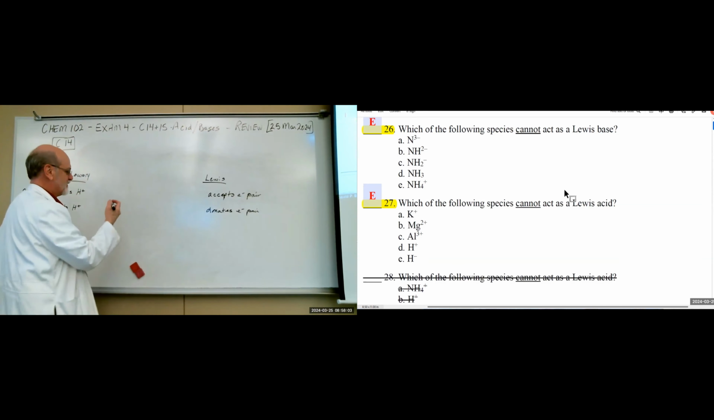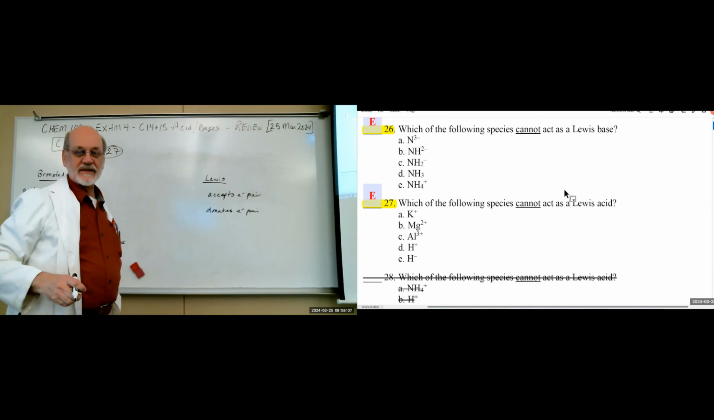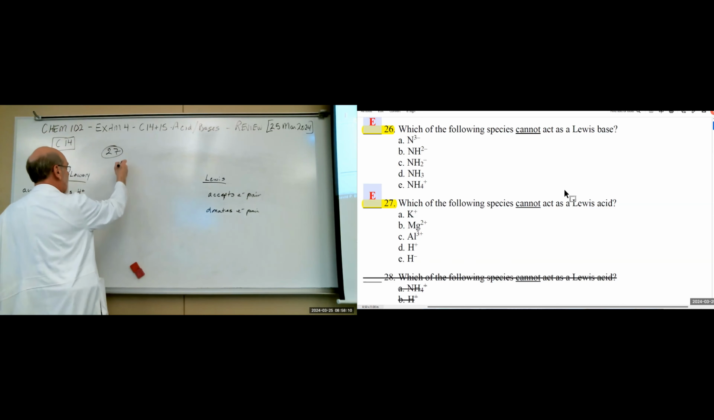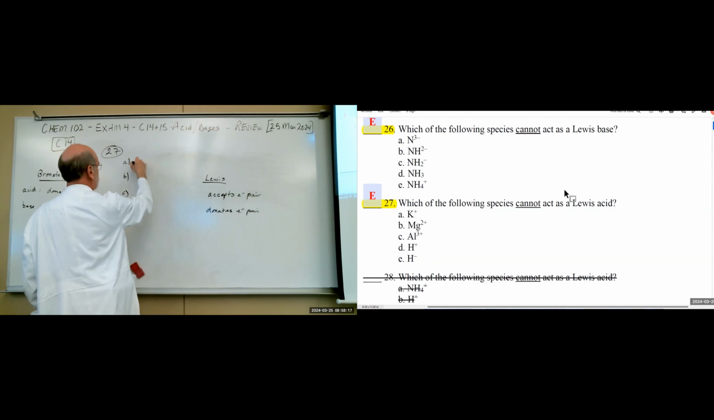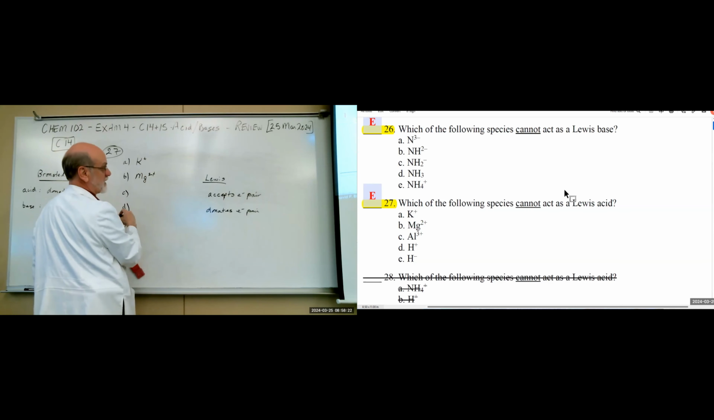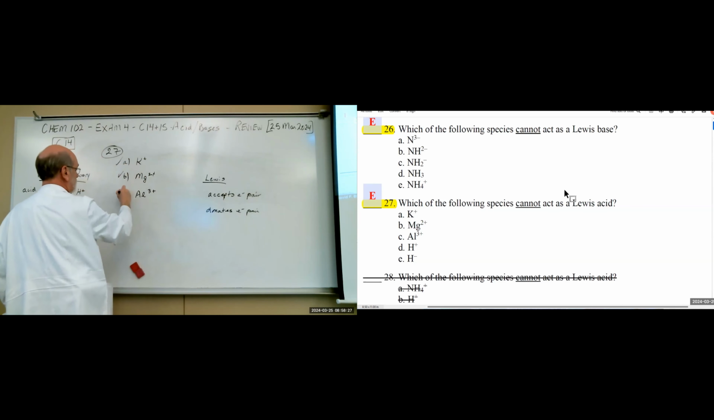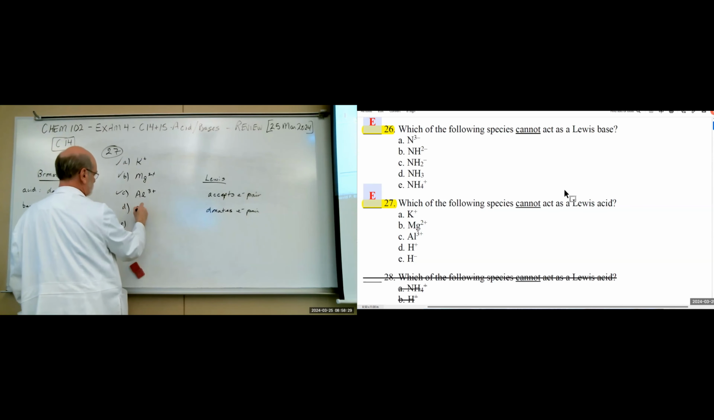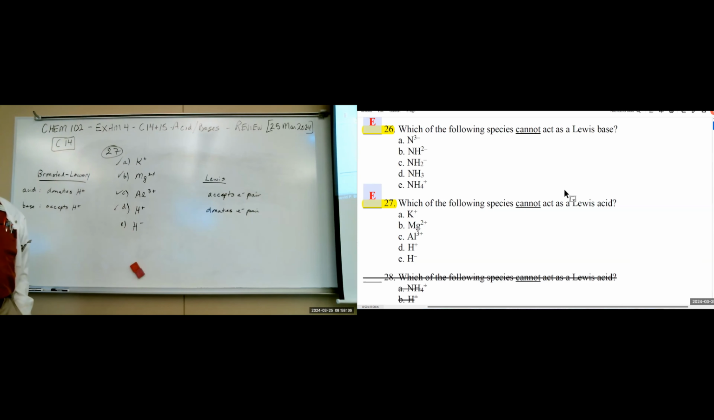All right, 27 then. Which of the following cannot act as a Lewis acid? Okay. Which one cannot accept an electron pair? Okay. What do we have to choose from? Well, we got these positive ions, right? They can accept electrons. All three of these can accept electrons. They're good. How about this one? Yeah, they can accept electrons. This one? Nope. No more electrons for this one.